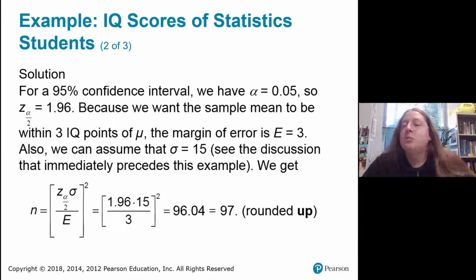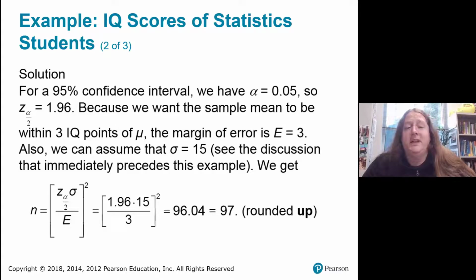And since we know from previous IQ studies that the IQ of the entire population of human beings has a standard deviation of 15, we can estimate that the population of statistics students has a standard deviation of 15 as well. So that's where our sigma equals 15 is coming from.